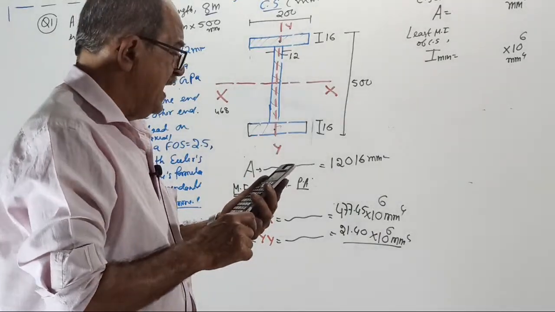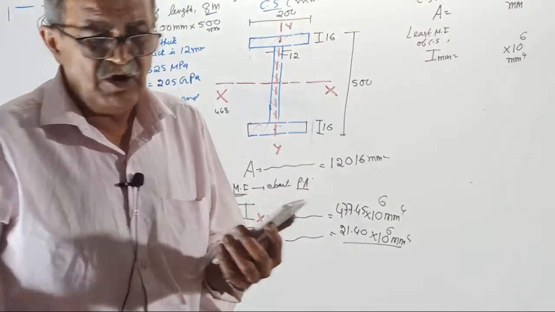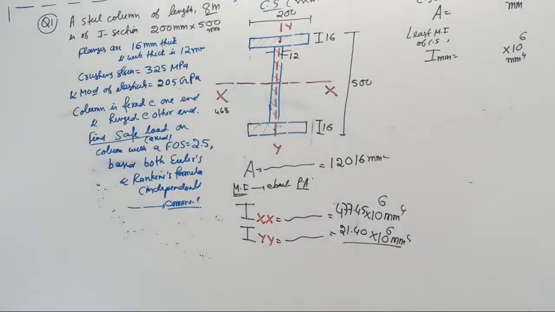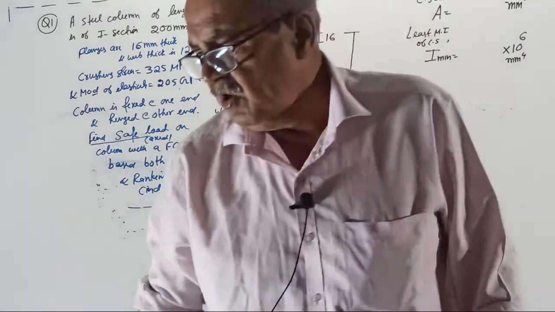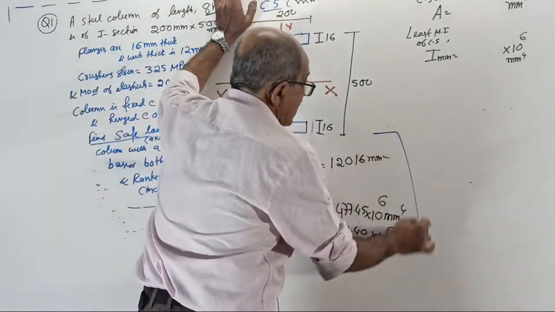Correct. 21.40 into 10 to the power 6. I once again got 21.40 into 10 to the power 6. Okay, correct, correct. I checked second time. Correct it is. Okay, now continue. This much over.